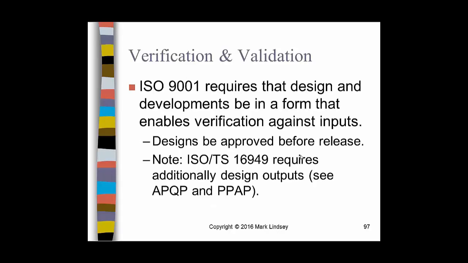So ISO 9001 requires that design development must be in a form that enables verifications against inputs. And designs need to be approved before release. ISO TS 6949 requires additional design outputs to define the APQP and the production part approval process. But as mentioned earlier in the course, they're not going to test you to the 6949. Test questions are going to be based more on ISO 9001.